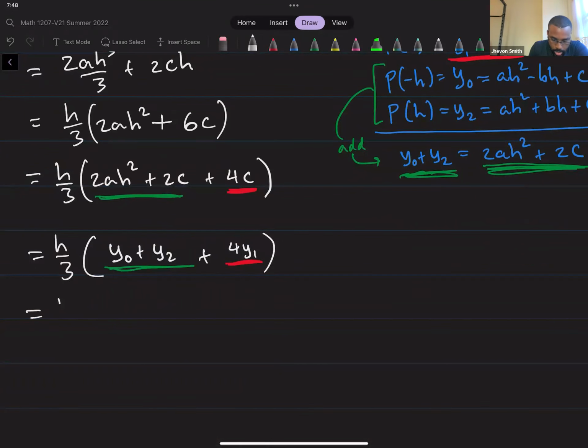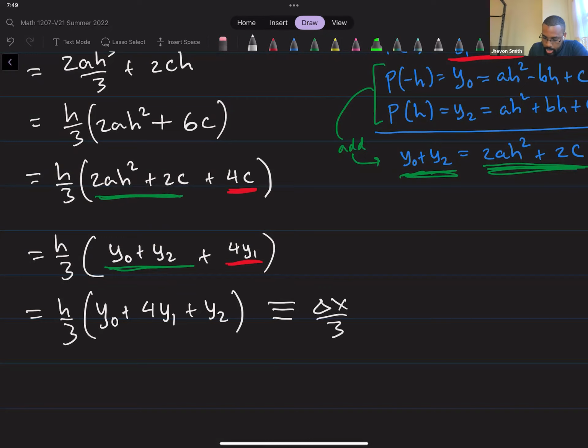And so this is going to be h over 3 times y0 plus 4y1 plus y2. Now, if I go back to the notation we've been using, our h is like our delta x, so you get delta x over 3. y0 would be like f of x0. y1 would be like f of x1. y2 would be like f of x2.